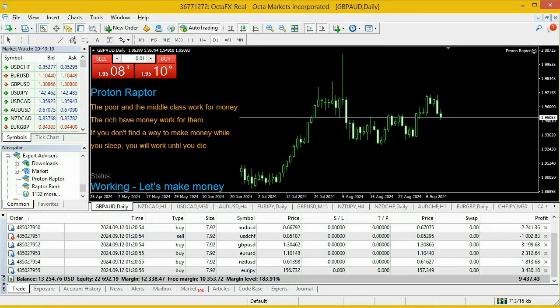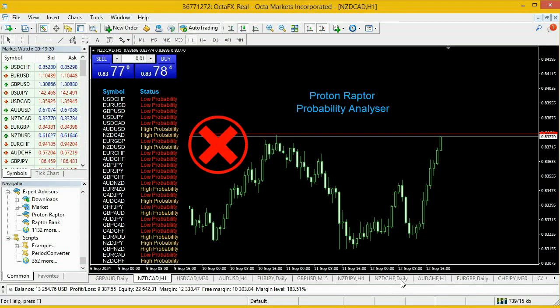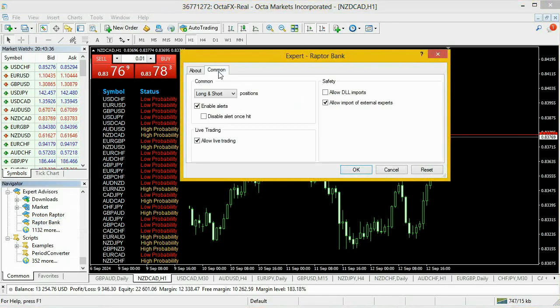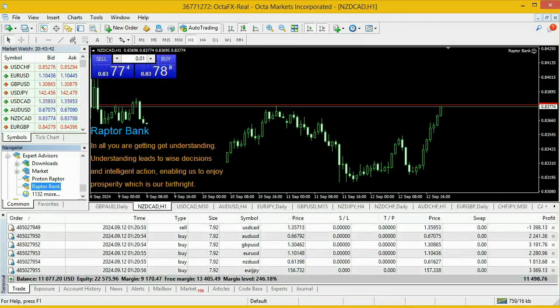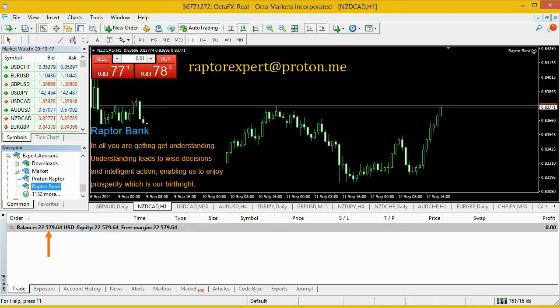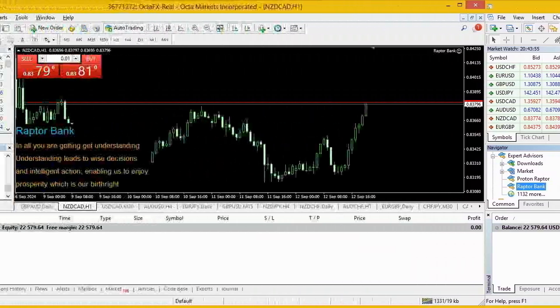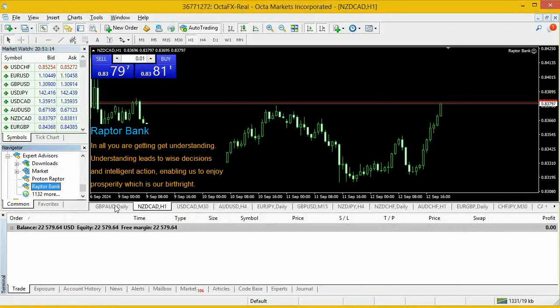After a little over 20 hours, this is where we are. As you can see, the condition of the market has changed, so we close all trades. Our balance is now $22,579. This means we've made $17,574 in 4 days. These results are proof of the effectiveness of the Raptor.